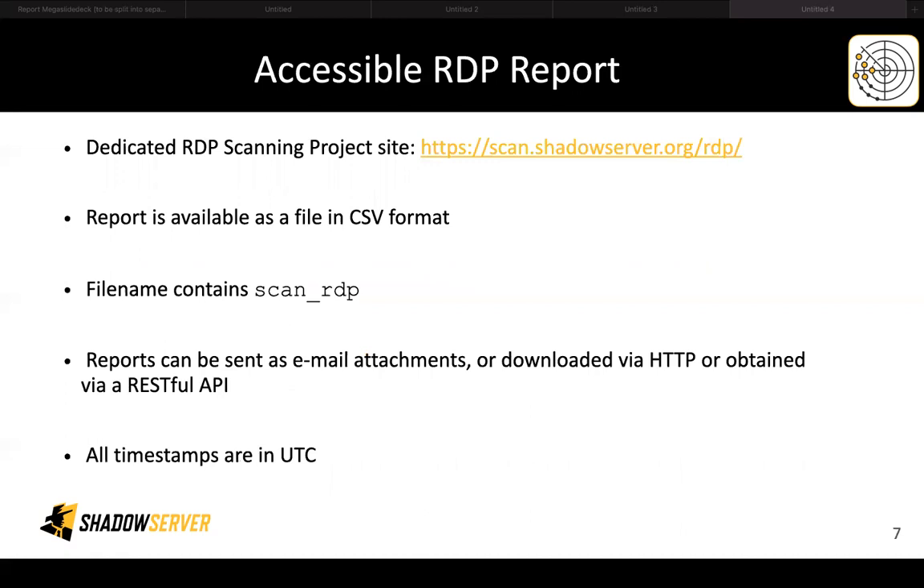Accessible RDP Report. For further information on our dedicated RDP scanning project site, visit the following URL. The RDP report is available as a file in CSV format. The file name of the report contains scan_rdp. Reports can be sent to the consumer as email attachments, downloaded via HTTP, or obtained via a RESTful API. All report timestamps are in UTC.